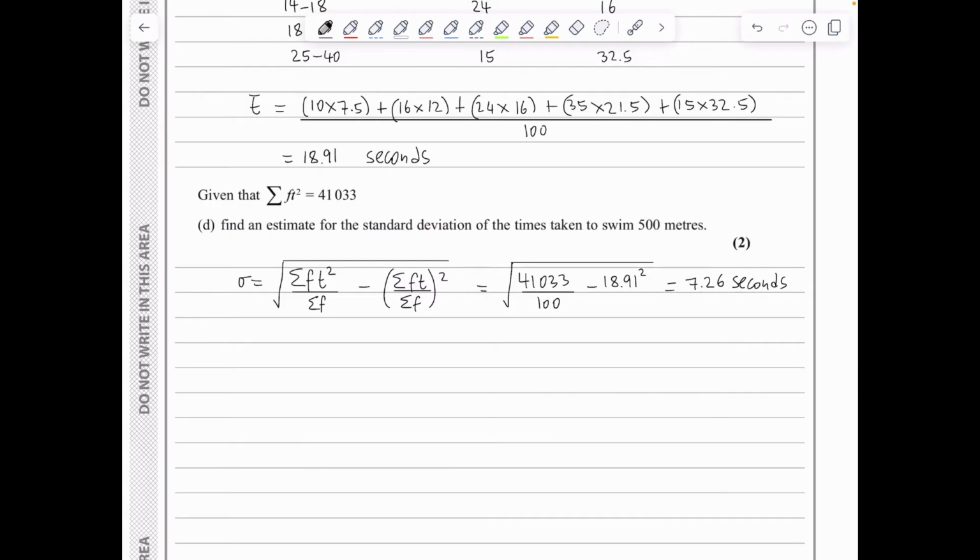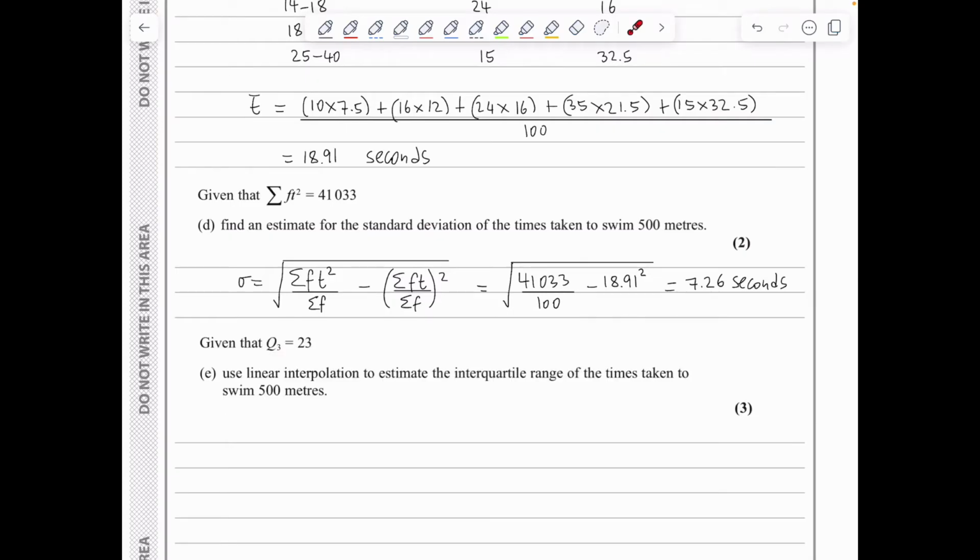Again, remember that the units in which the standard deviation is being measured are exactly the same units as the quantity we are measuring. So we've got times in seconds, so the units of the standard deviation will also be seconds. In E, we are told that the upper quartile Q3 is 23, and we need to use linear interpolation to estimate the interquartile range.